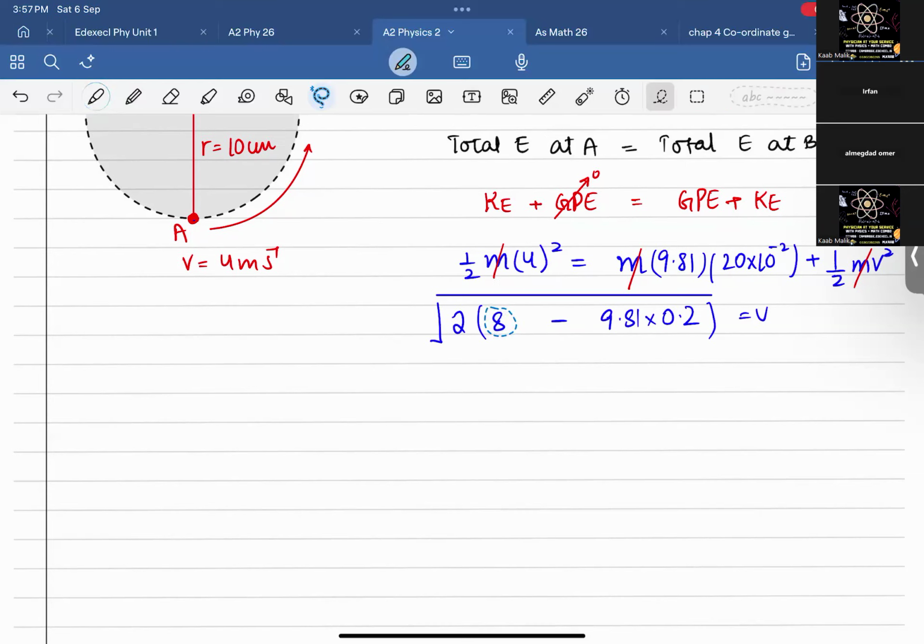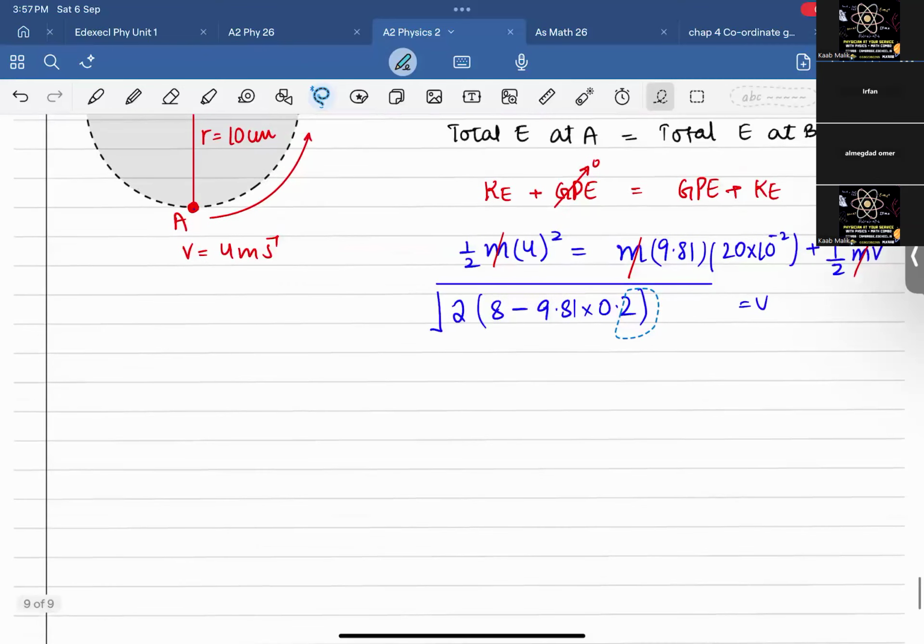Can you guys please tell me the velocity? 3.475. So you are saying 3.48. 3.48. Fine. Meters per second. So this is the velocity.